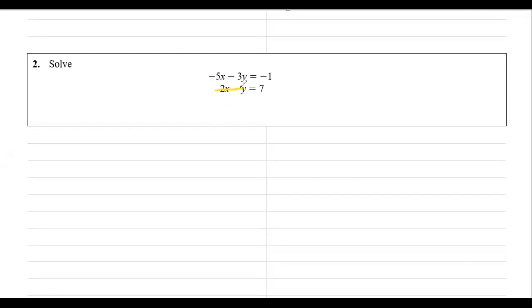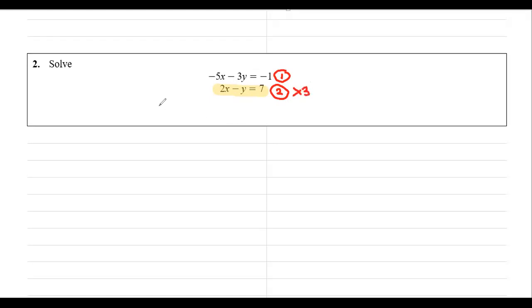So I'm going to look at this equation here. Equation number 2, we'll call it. So let's just number them. We'll label them 1 and 2. So this is equation 1 right here. This is equation 2. And I think what I'll do is I'm going to multiply equation 2 by 3.